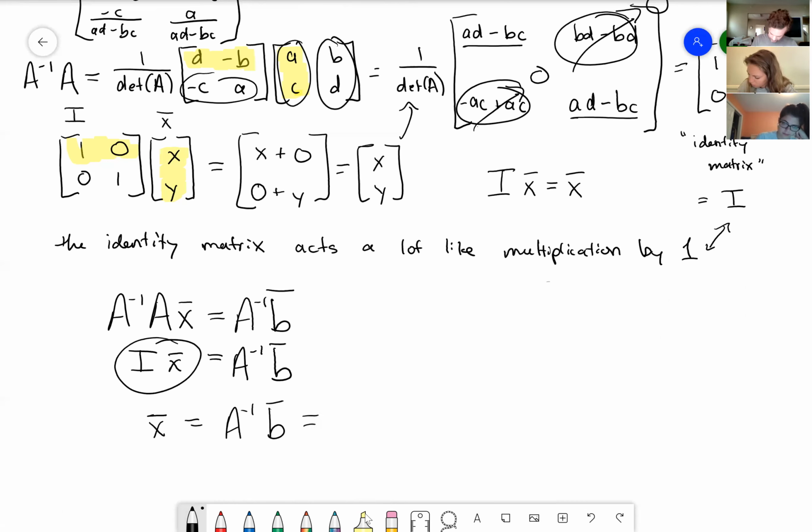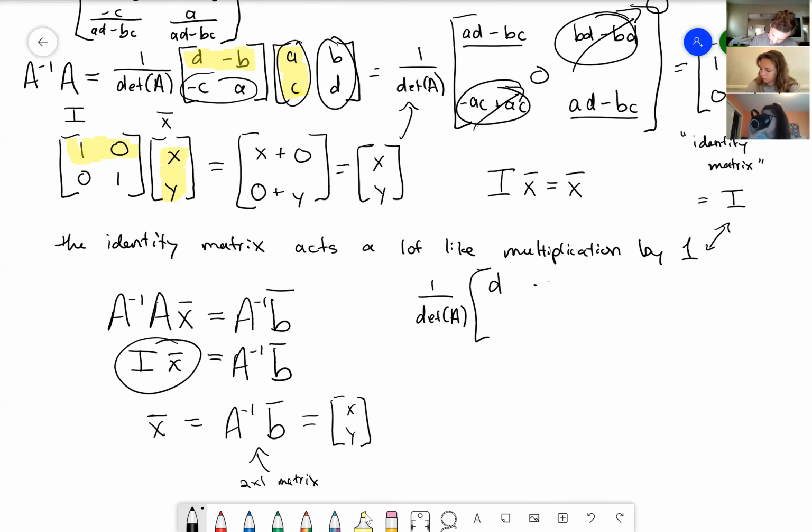And what we get is, right, this thing turns out to be a 2 by 1 matrix, otherwise known as the vector. And then here, it's just x, y. And so what we end up with at the end is our solution. And so what this was, remember A inverse was 1 over the determinant of A, times the matrix D, minus B, minus C, A.